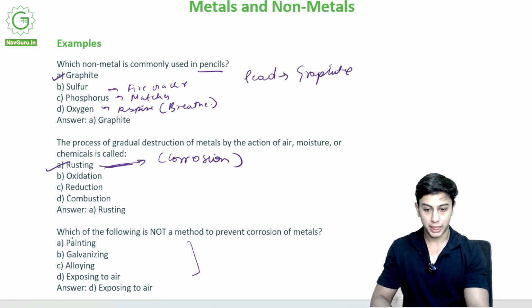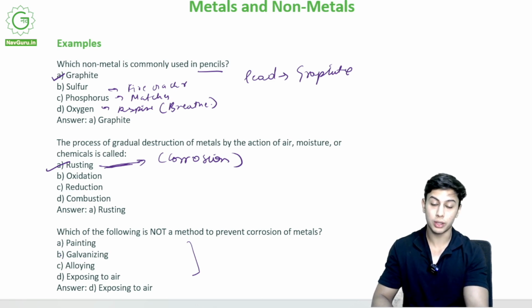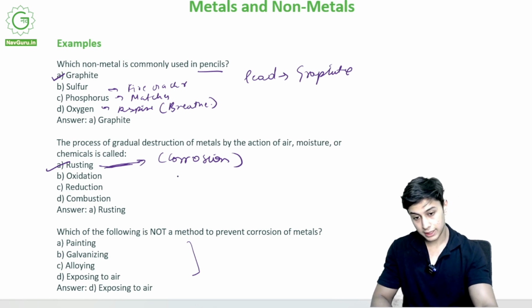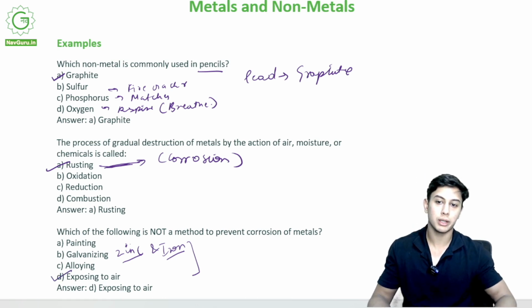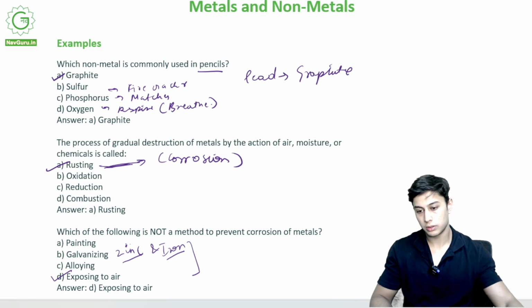Painting, yes, we do painting so that the surface is not in contact with moisture and air. Galvanizing, yeah, galvanizing is zinc. Always remember zinc and iron. Zinc is deposited over iron. Alloying, exposing to air. If we expose it to air, then we are exposing it to more corrosion.